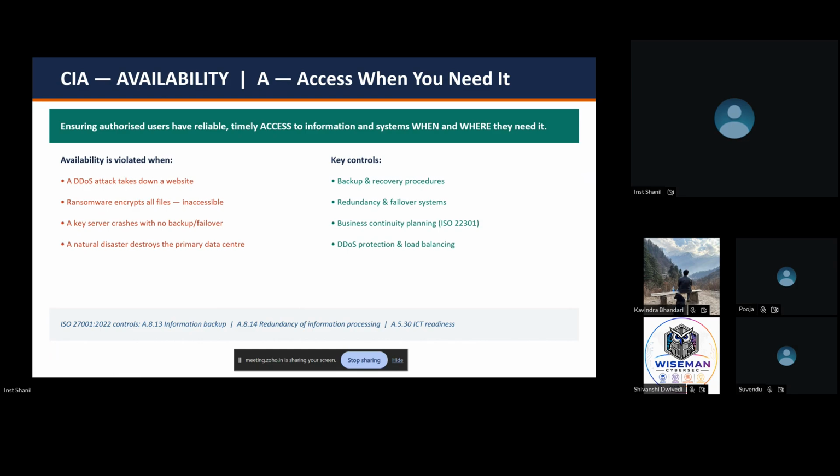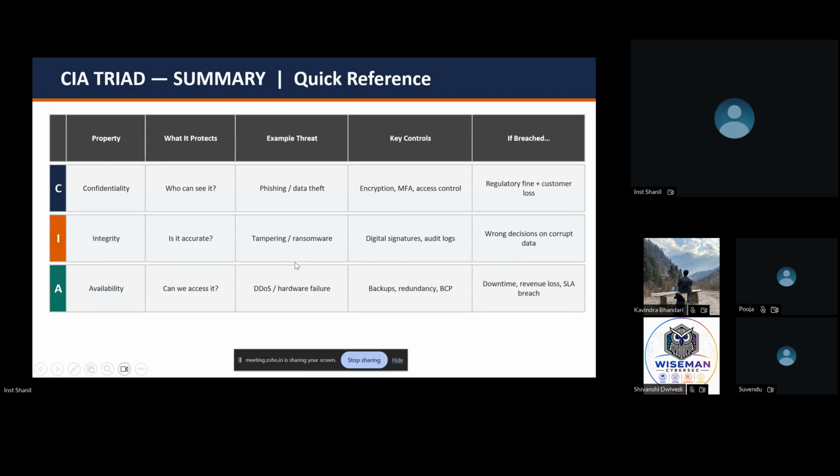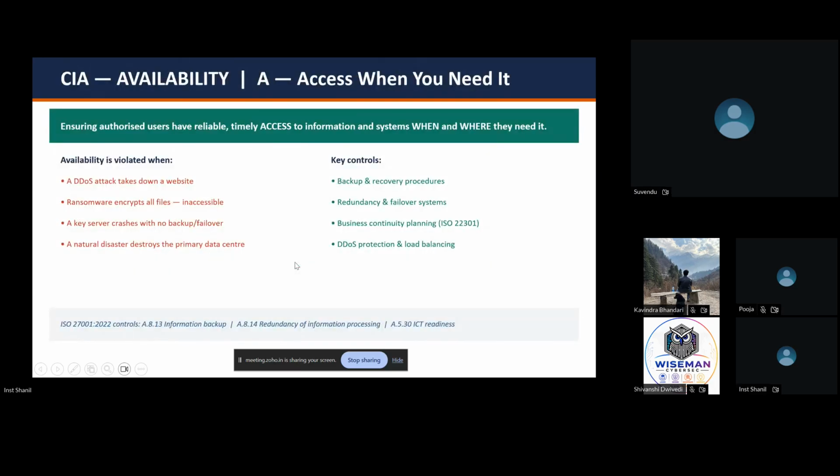Any questions around C, I, or A? I don't know certain terms actually used, like DDoS. I am not acquainted with DDoS. DDoS is denial of service. What is denial of service?